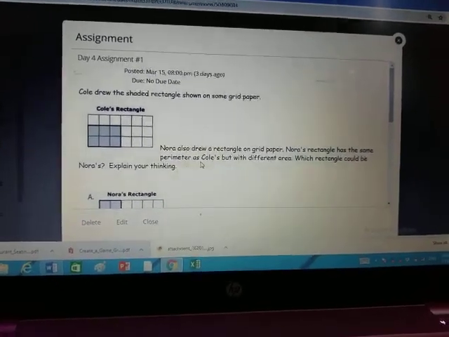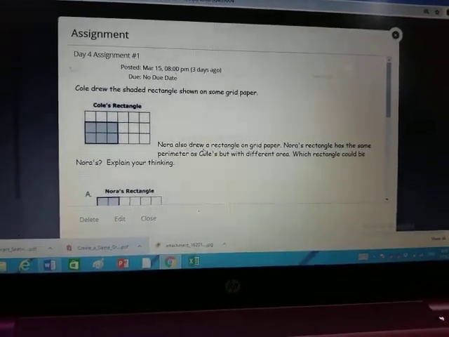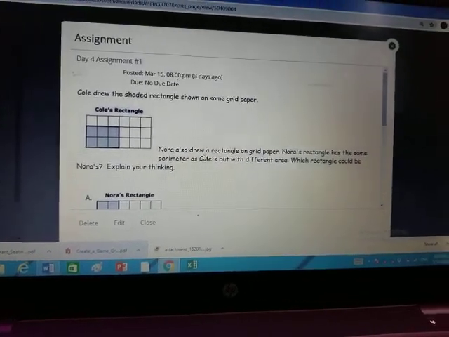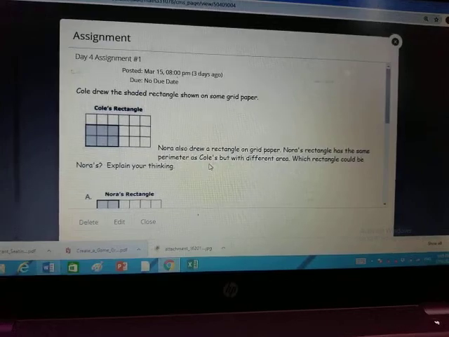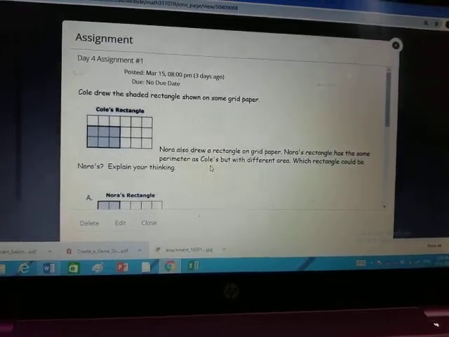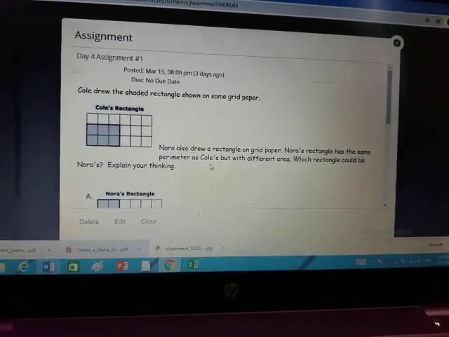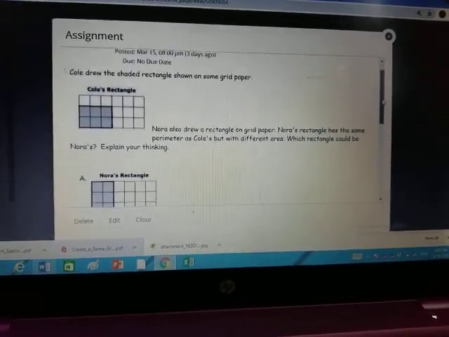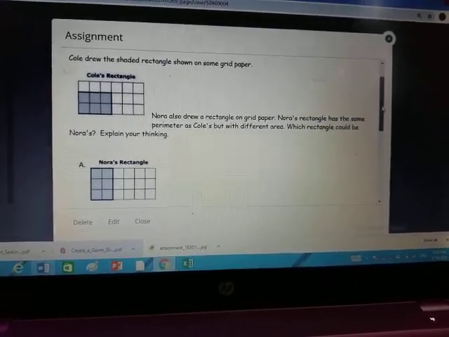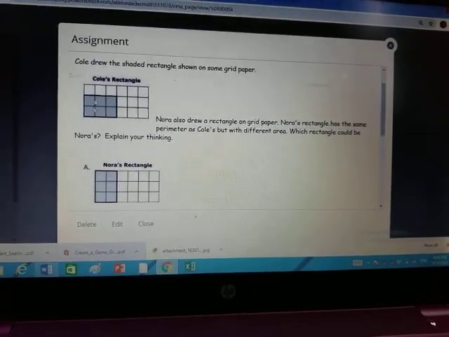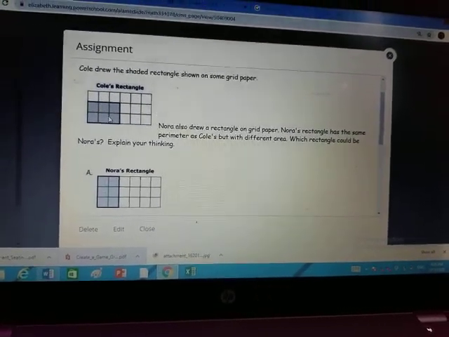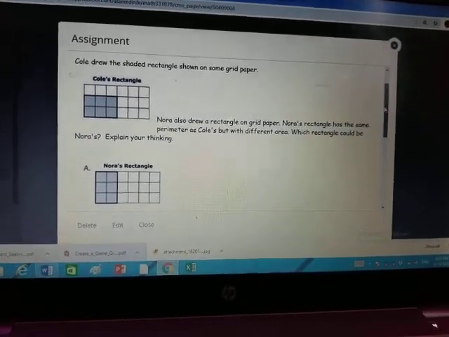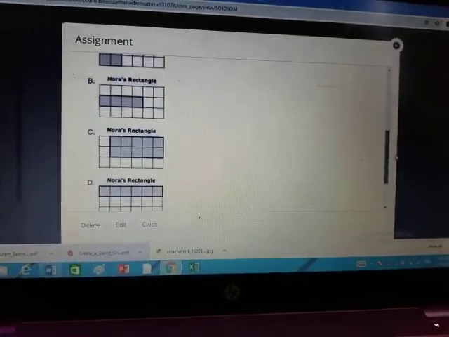Now here's the question. Nora also drew a rectangle on grid paper. Nora's rectangle has the same perimeter as Cole's, but with a different area. Which rectangle is Nora's? Explain your thinking. So you're going to tell me which one has the same perimeter as Cole's. We said perimeter is 10 for Cole's. So which one of Nora's rectangles has a 10 perimeter but a different area?